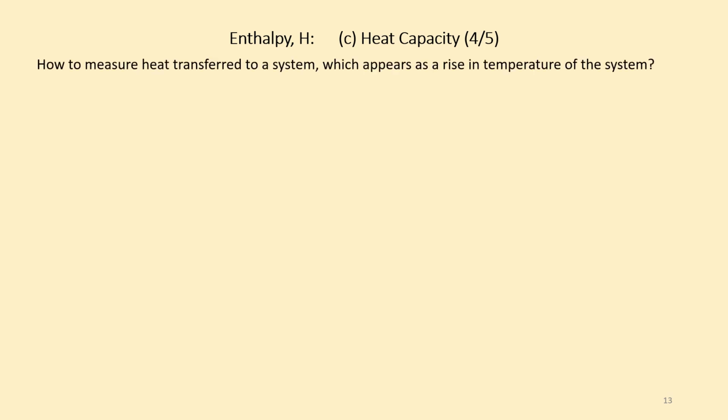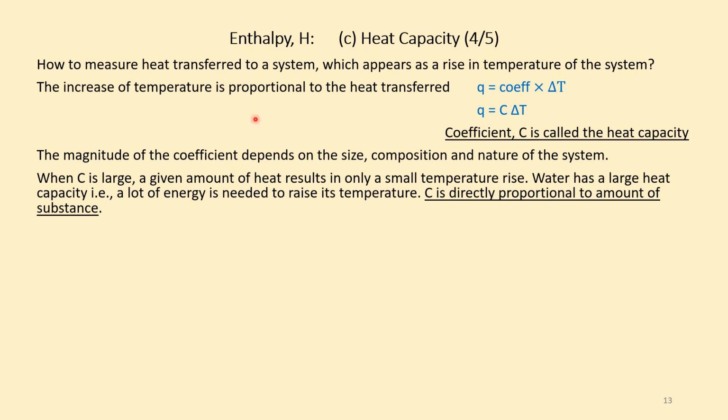Next is heat capacity. How to measure heat transferred to a system which appears as a rise in temperature. The increase in temperature is proportional to heat transferred, and heat transferred is given by Q is equal to coefficient into delta T. Here, we replace the proportionality constant with a coefficient. This coefficient can be represented by the letter capital C. Hence, Q is equal to capital C into delta T. Coefficient C is called the heat capacity.